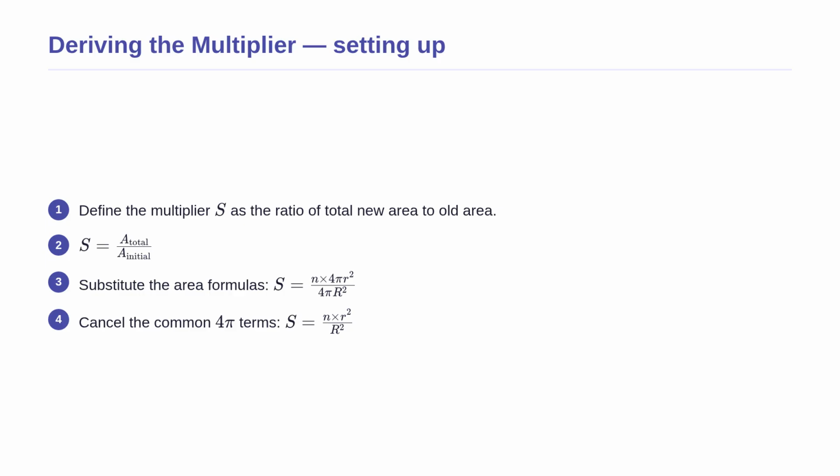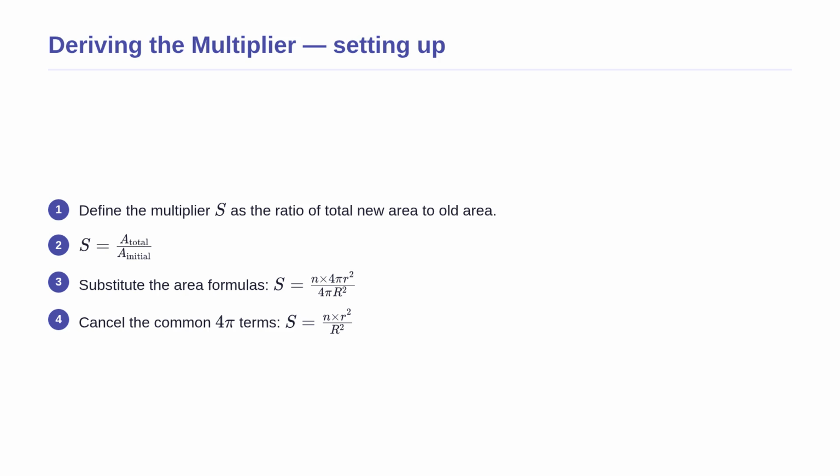Now that we have used this formula and seen its power, let us understand where it comes from. We're going to derive the surface area multiplier formula. We start by defining what the multiplier S actually is. It is the ratio of the new total surface area to the initial surface area. We write this mathematically as S equals A total divided by A initial.